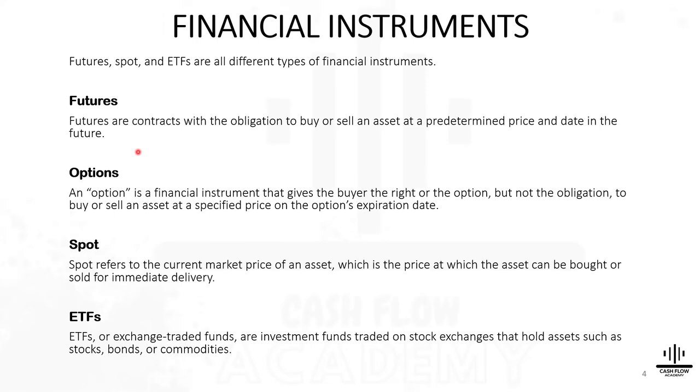Which will now lead me to options. An option is the same thing as futures. The only difference is that you have the right or the option to go ahead with this contract. With futures, you are obligated, but with options, you are not obligated. So I'll read this here. An option is a financial instrument that gives the buyer the right or the option, but not the obligation, to buy or sell an asset at a specified price on the option's expiration date.